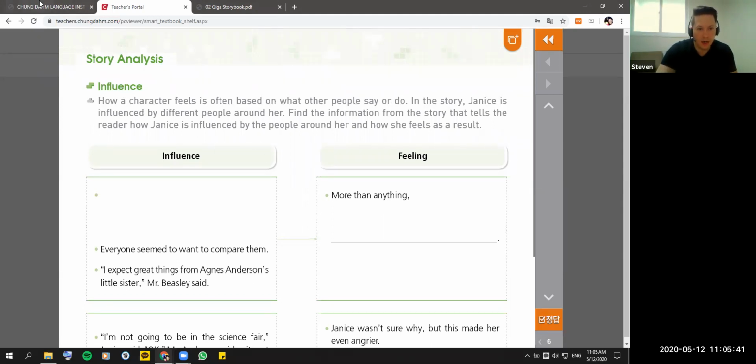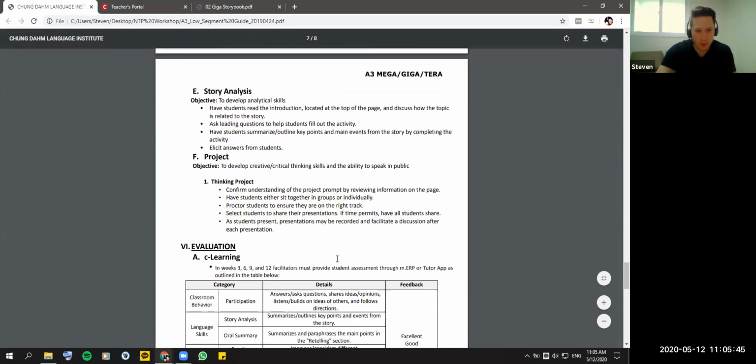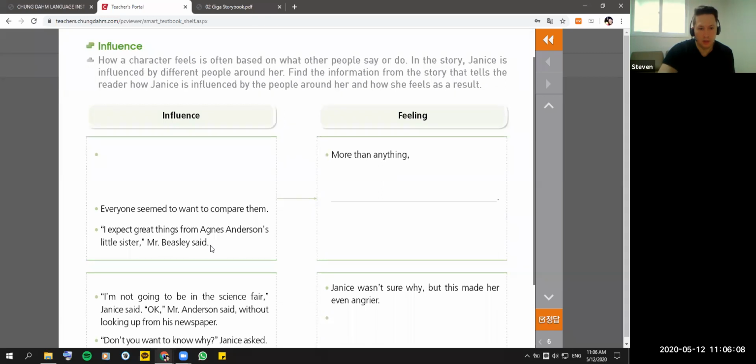And then here, so the purpose of it, sorry for all the scrolling again, it's just to develop the analytical skills. Have students read the instructions and discuss how it's related to the story. You can ask the leading questions, like I said. Have them summarize, outline key points from the event by completing the activity, and then get the answers from the student. So here we're talking about influence and feeling. You need to incorporate the scanning here.